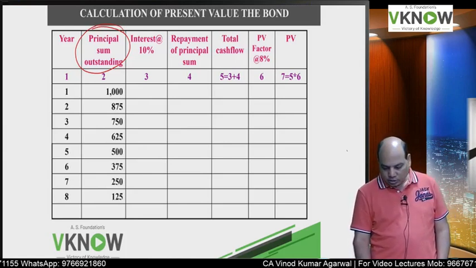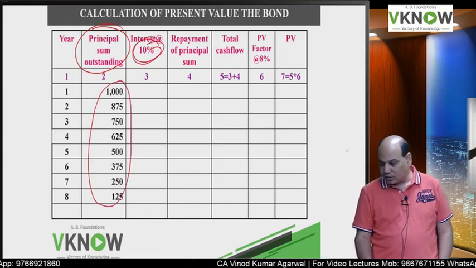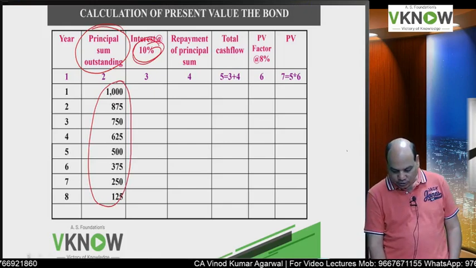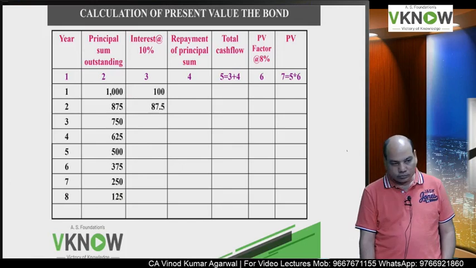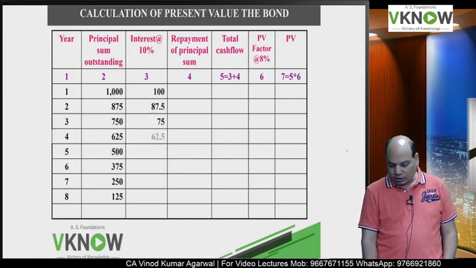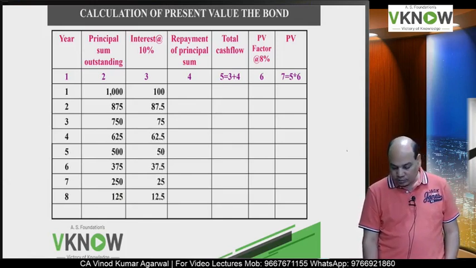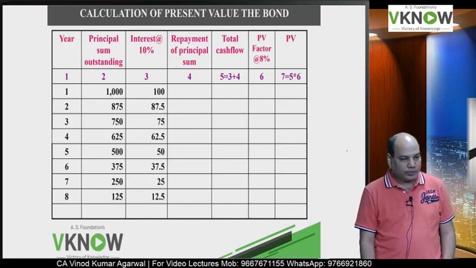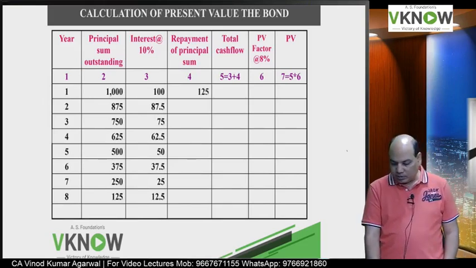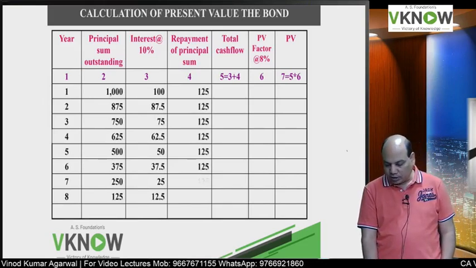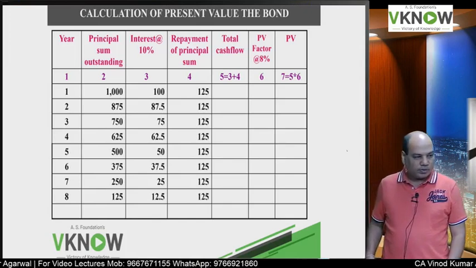Use these numbers and calculate 10% interest, which is very easy. Without a calculator you should try: 100, 87.5, 75, 62.5, 50, 37.5, 25, 12.5. Now the principal repayment is 125. Write down 125 eight times. I have already prepared a working note for that.